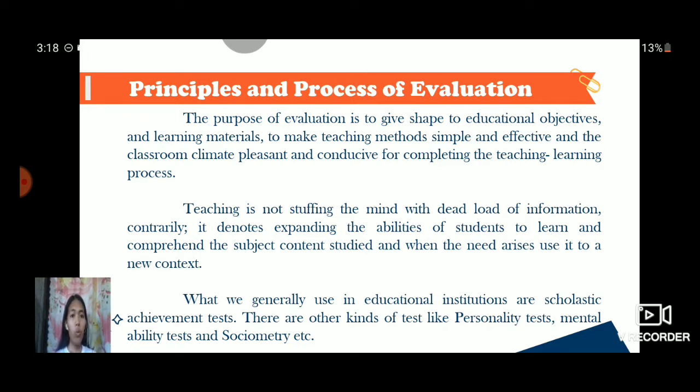And also, what we generally use in educational institutions are scholastic achievement tests. The scholastic achievement test is commonly used in education nowadays as the measurement for them to come up with the evaluation or judgment. There are other kinds of tests like personality test, mental ability test, and sociometry, etc. There are different types of tests in order for them to measure.